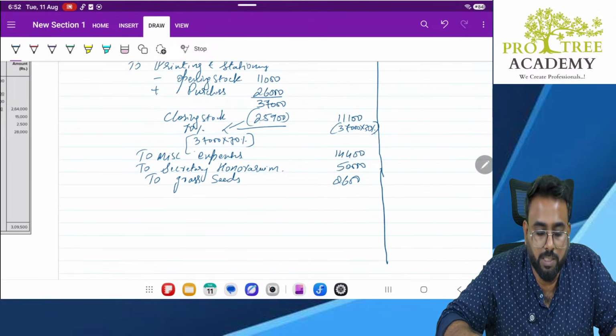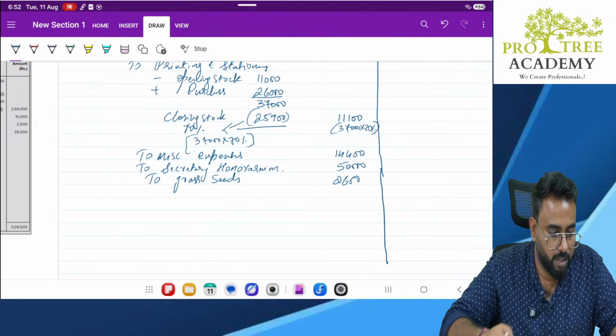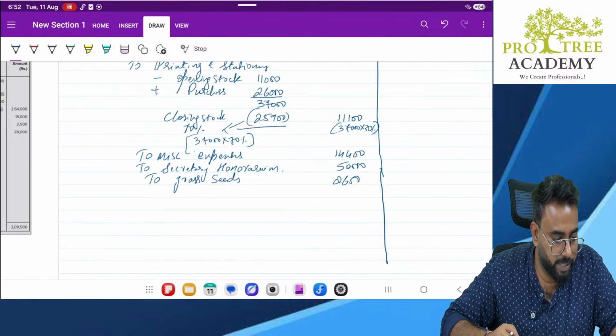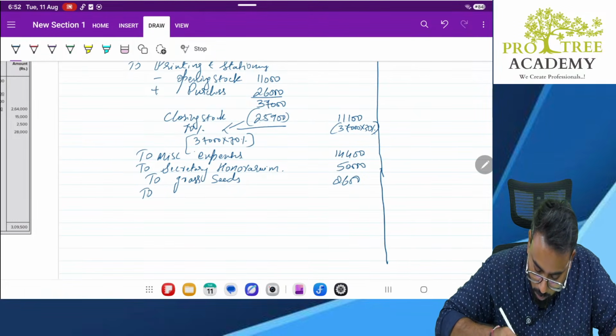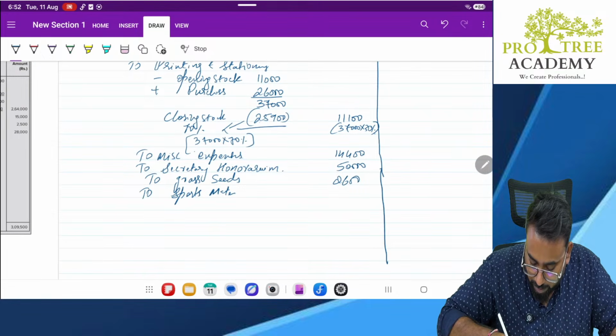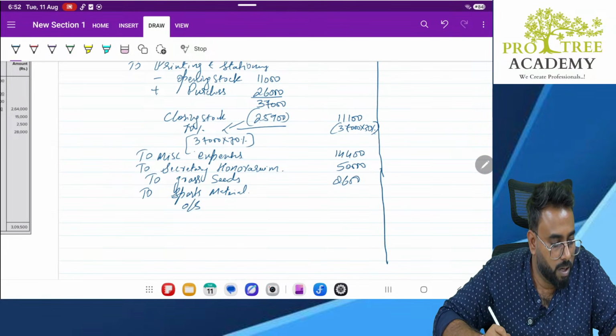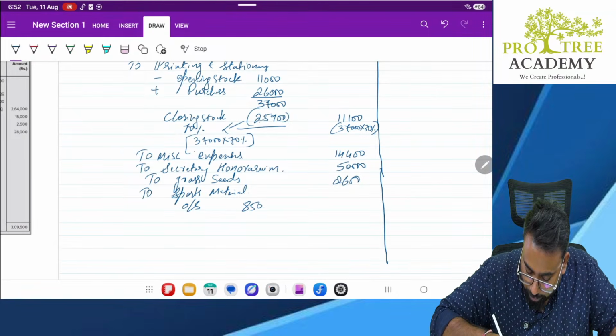Investment will not come as your expenditure. It is a balance sheet item. Clear? Next, purchase of sports material. There is opening stock. Now, what is the opening stock? Opening stock is 85,000. Okay.